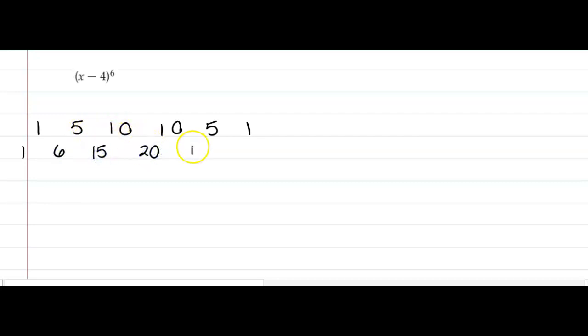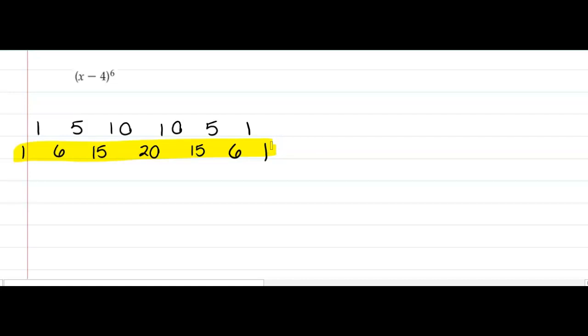Go ahead and pause the video and try this next one. I will help you get started. Remember, we were at 1, 5, 10, 10, 5, 1 with our triangle. We're going to need to take it one more row. 1, 6, 15, 20, 15, 6, 1. This is the row of coefficients we want to use.